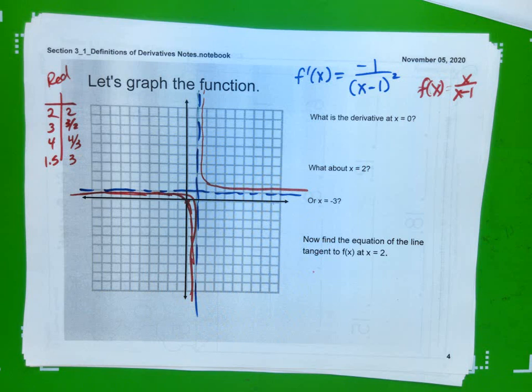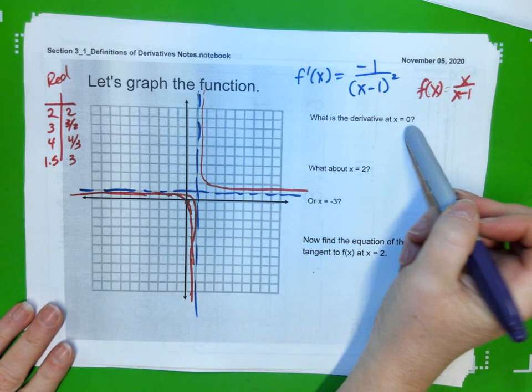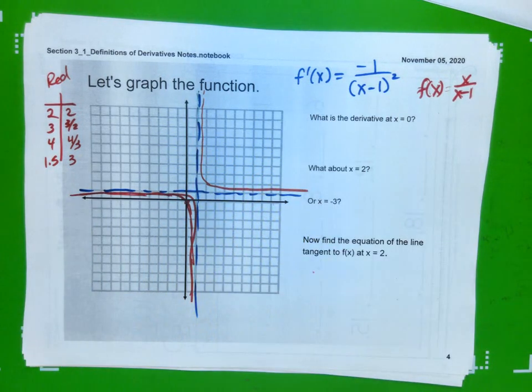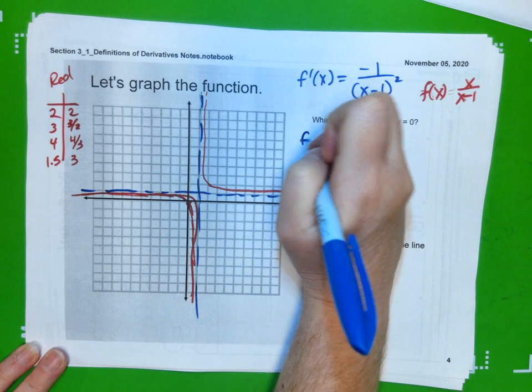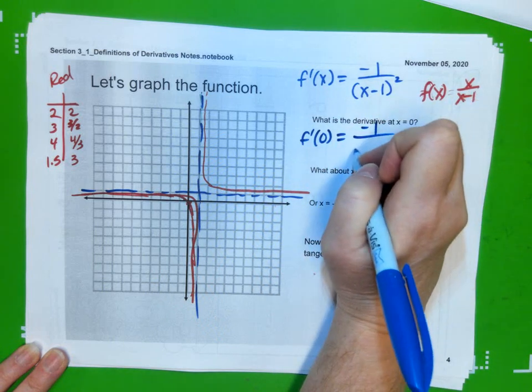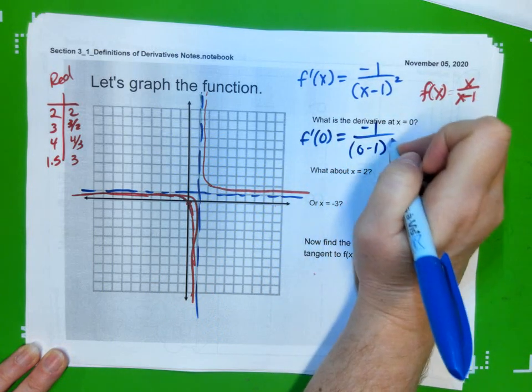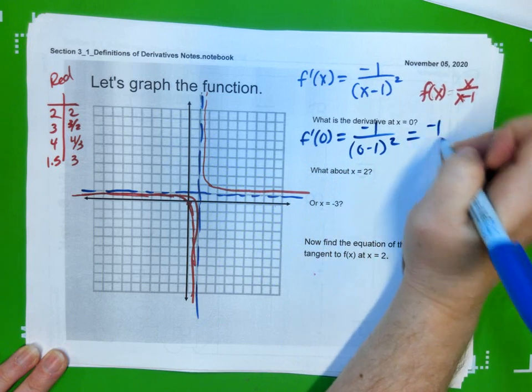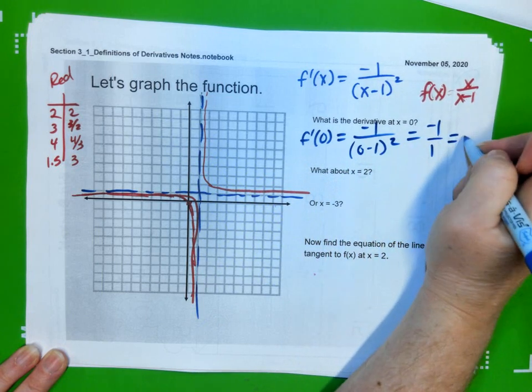All right, so it says, what is the derivative at 0? Well, if I know an equation for the derivative, all I have to do is plug it in. What is f prime at 0? Well, that would be negative 1 over 0 minus 1 squared. So negative 1 over positive 1 is negative 1.